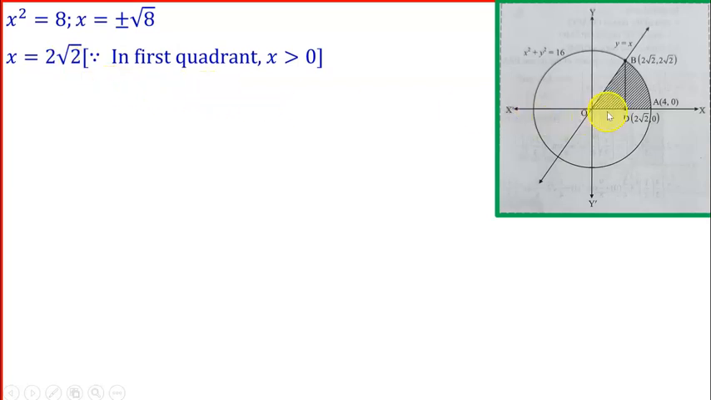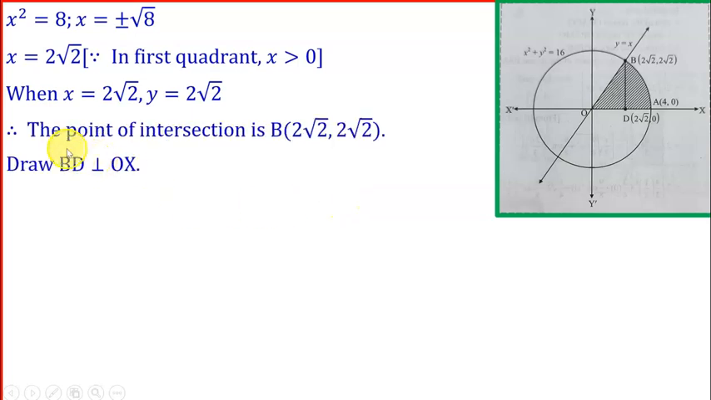Here we are considering the first quadrant, therefore x is positive. When x equals 2 root 2, then y equals 2 root 2. If we substitute x equals 2 root 2 in the equation of this line, you will get y equals 2 root 2. Therefore, we have the point of intersection of the circle and the line. The point of intersection B is (2 root 2, 2 root 2).